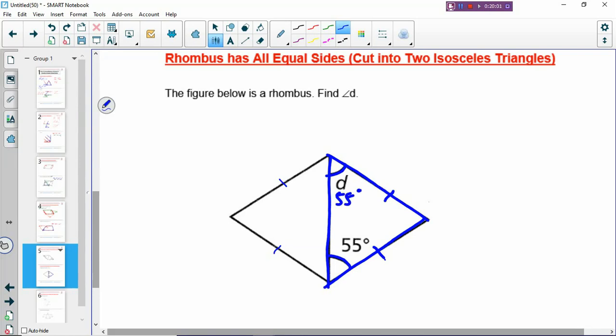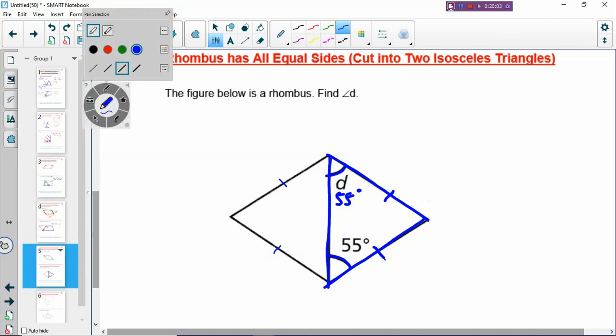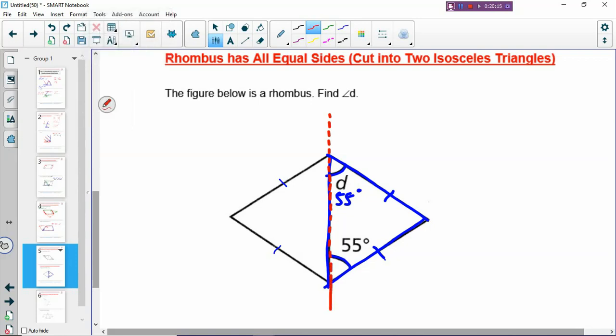Now another thing to take note about rhombus, very easy. It's actually quite easy to remember the properties. The rhombus is actually cut into half, like a symmetric figure. So the right side and the left side are the same. Which means that this angle here is the same as 55, and this angle here is also the same as 55. They are equal, they are two equal parts. The rhombus is cut into two identical parts.